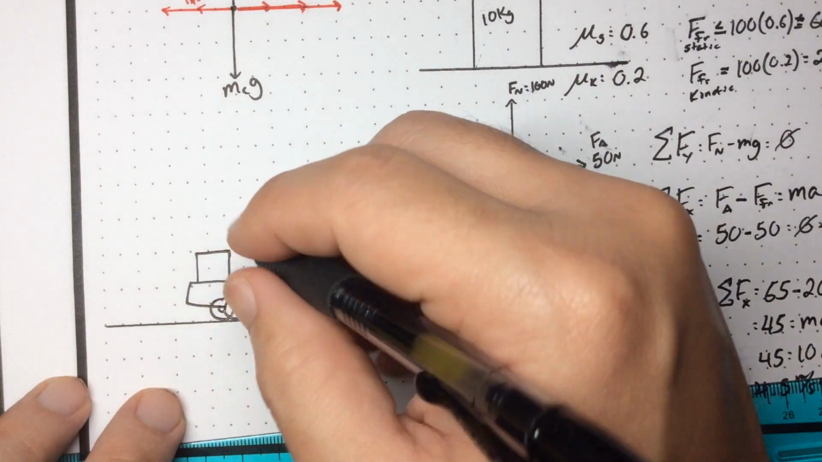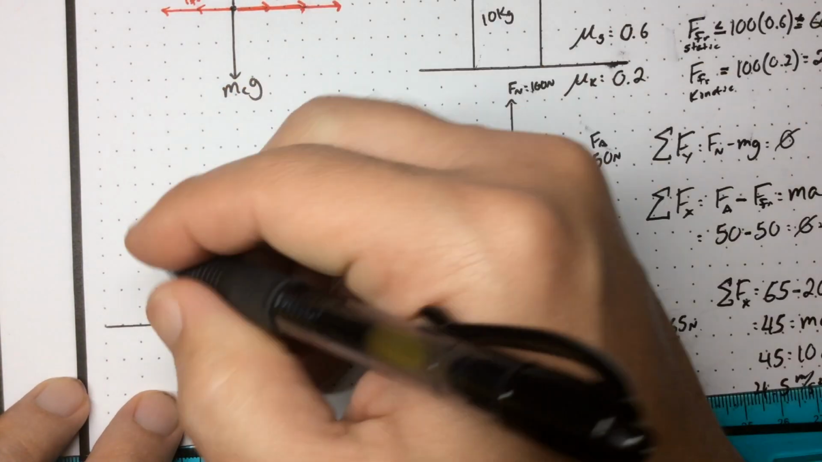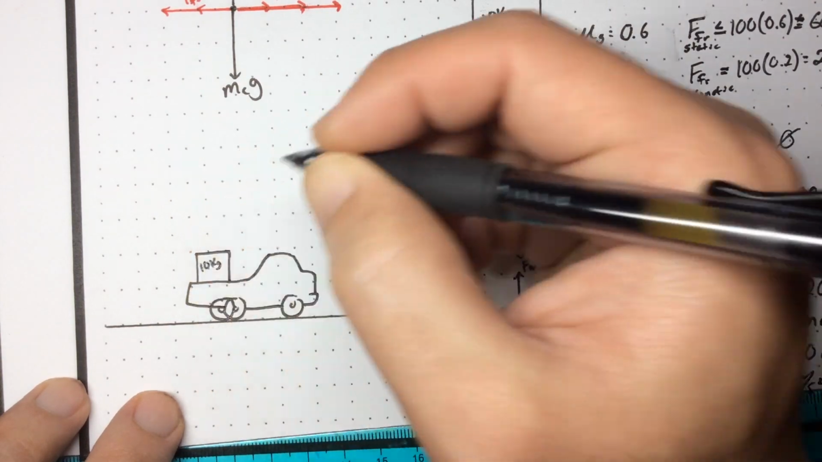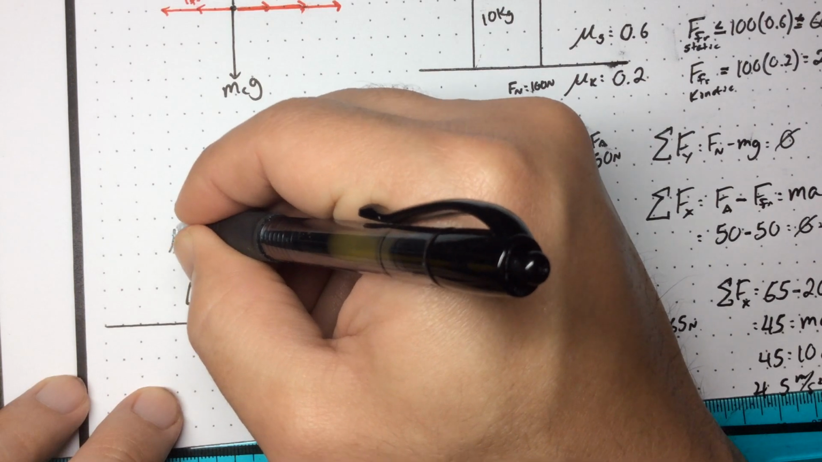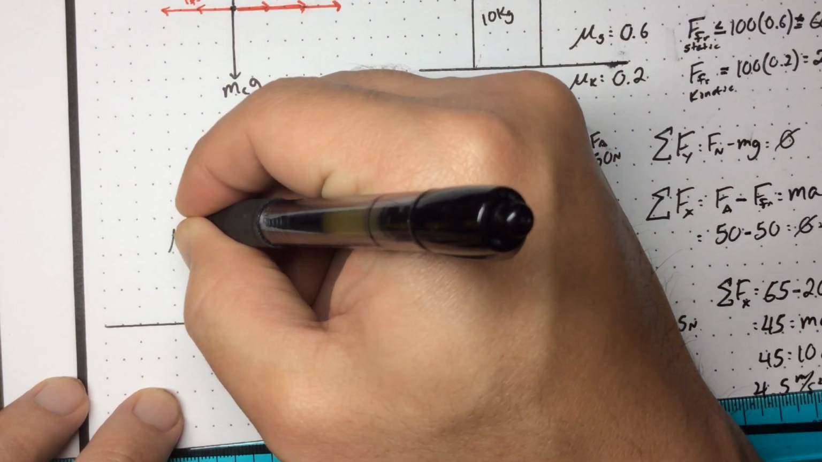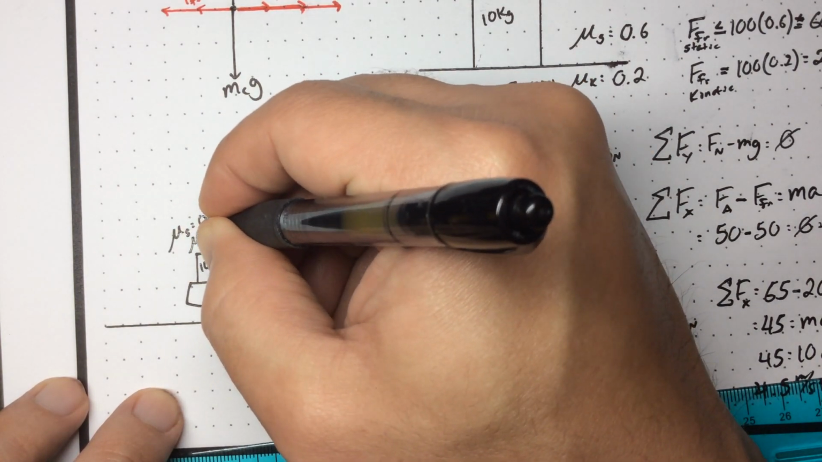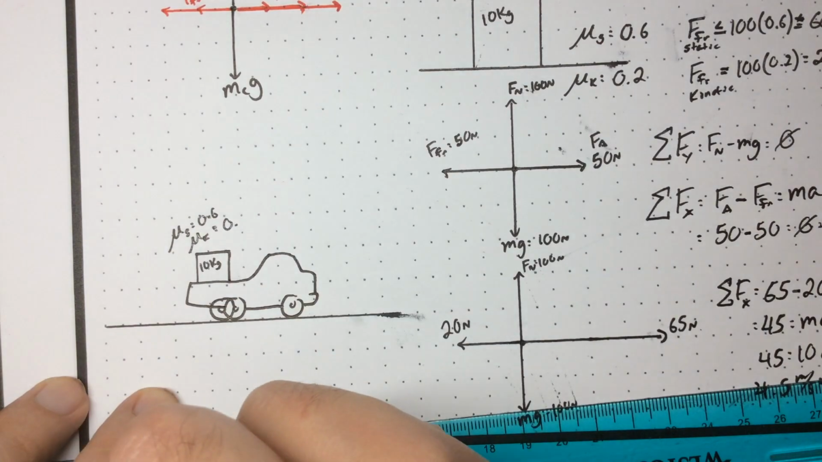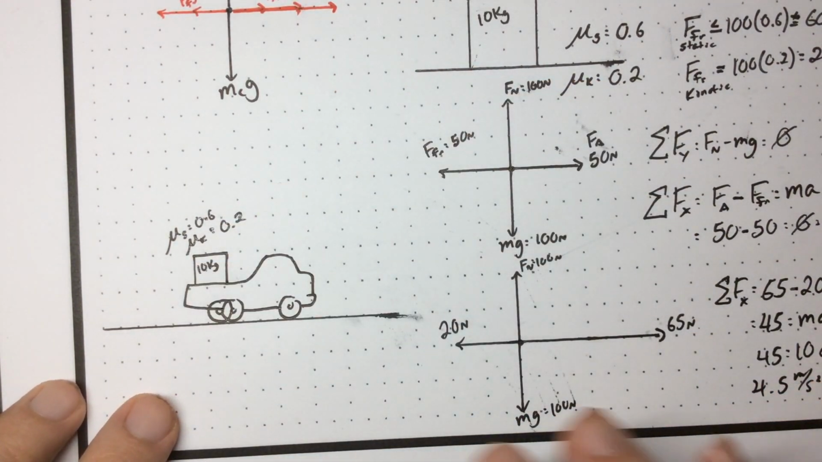So you've got a truck, and this box is just sitting in the bed of the truck. It's a 10 kilogram box, right? And so we've got this coefficient, once again, let's use the same kind of surfaces here. So the coefficient of static friction is going to be 0.6. The coefficient of kinetic friction equals 0.2 as before. And here's this truck.